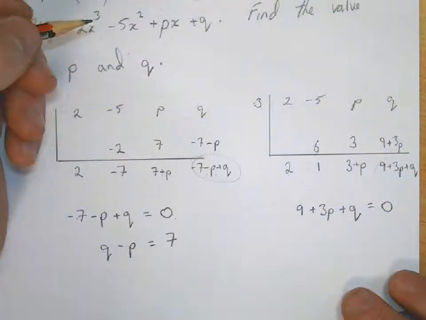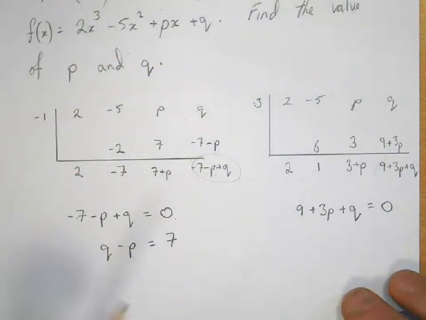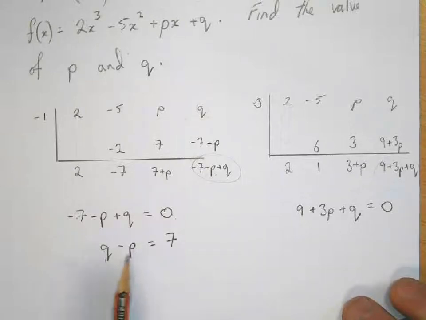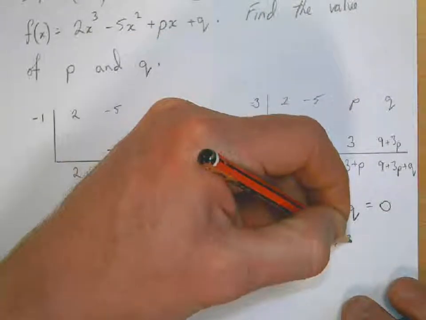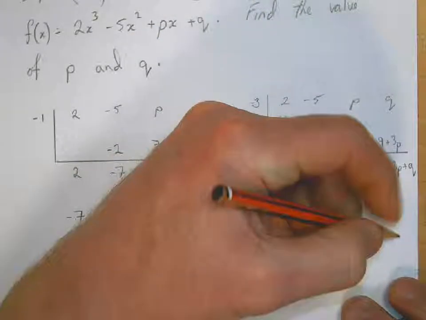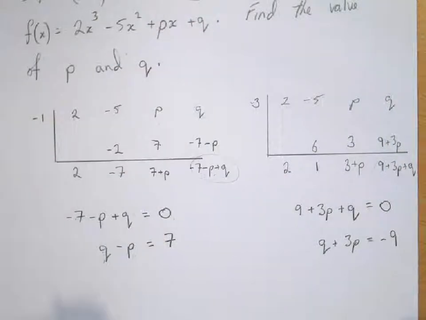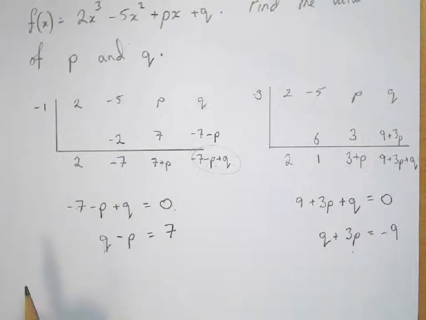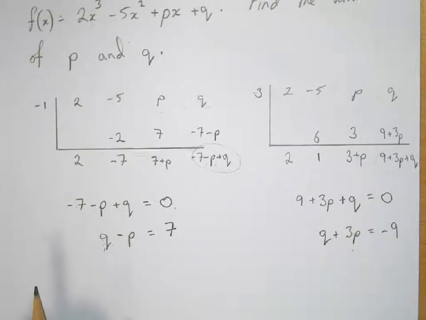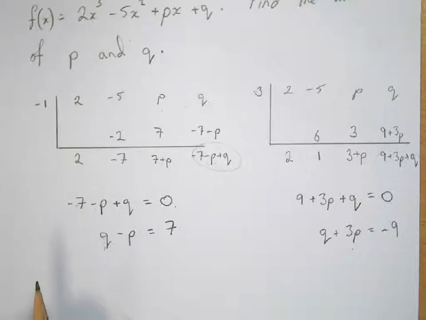And if we just tidy it up, we want to make it look roughly the same as this. So we've got the Q first, then we've got the P. So I'm going to rewrite that as Q first plus the 3P, and that's going to equal minus 9. Now with these two equations, we can solve them simultaneously to help us work out what the values of Q and P are going to be.